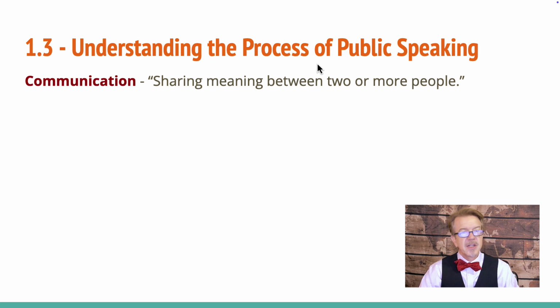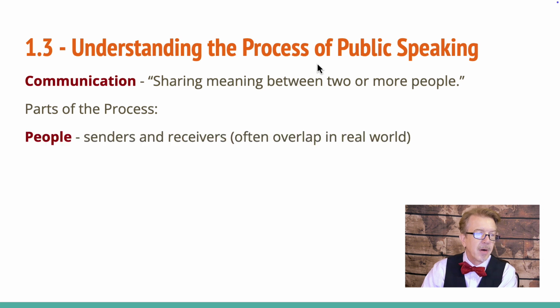So moving on to section 3 of chapter 1, understanding the process of public communication. Communication is shared meaning between 2 or more people, and in our case, you can be doing that in a speech to 5 or more. And parts of the process are the people, of course: speaker, receiver, and senders or receivers, and realize they often overlap in the real world. If you're having a conversation, you guys are talking over each other, that's okay.